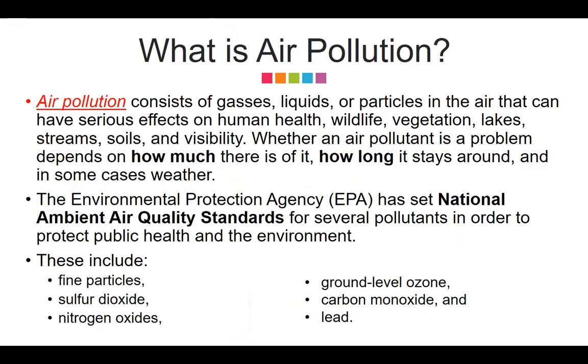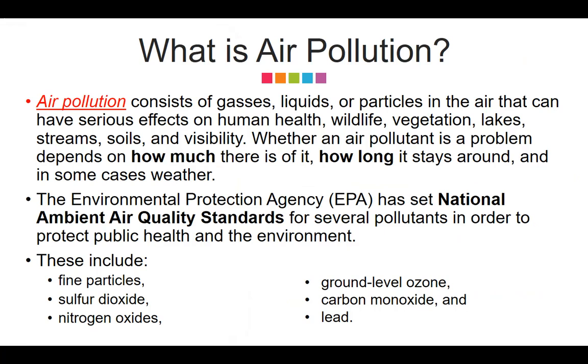So air pollution consists of gases, liquids, or particles in the air that can have serious effects on human health, wildlife, vegetation, lakes, streams, soils, and visibility. Whether an air pollutant is a problem depends on just how much of it there is and how long it stays around, and in some cases, the weather. Warmer weather can cause problems. We'll talk more later about certain types of smog that are more problematic when you have warmer weather.